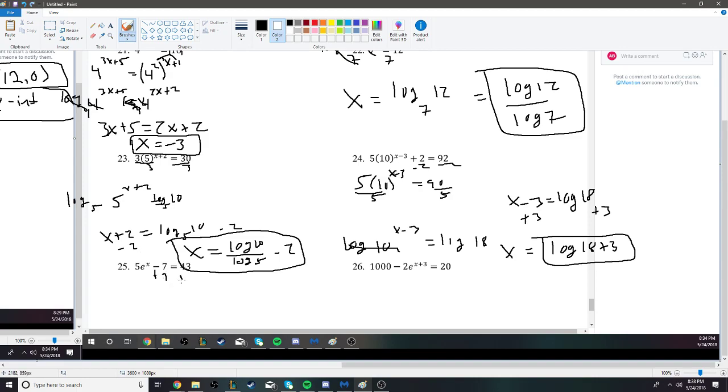Add 7 to both sides. 5e to the x equals 50. Divide both sides by 5. And e to the x power is equal to 10. Take the ln of both sides. Cross them out. x equals ln of 10.